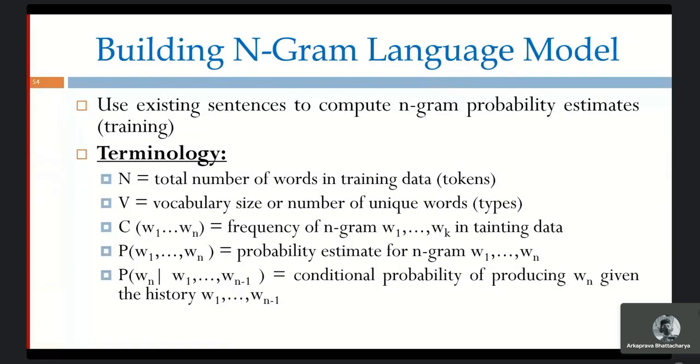So let us see how you go about building the N-gram language model. These are some of the terminologies which come up whenever we are trying to build an N-gram language model. First one is N, that is the number of words in the training data. They are tokens. Second one is the vocabulary, that is the vocabulary size or the number of unique words. So in NLP, these are the two important terms which you have to remember. When I say tokens, tokens are nothing but all the words in my corpus. So these are all the words which I consider as tokens.